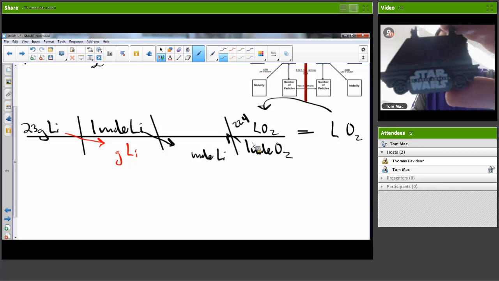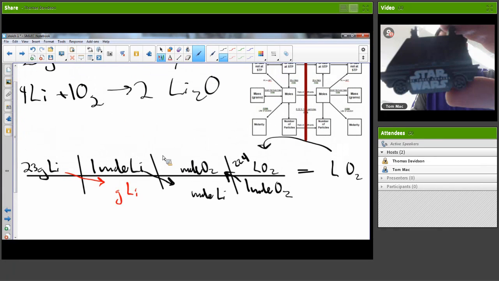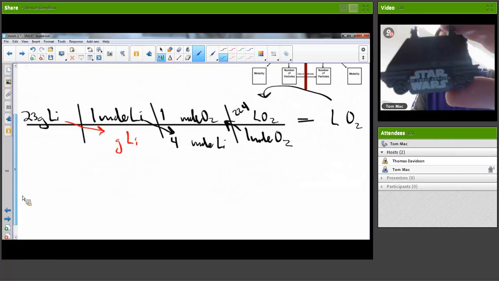So now what goes up there? Mole O2. Now I just look up. In front of O2 was a 1. In front of Li was a 4. And then what's in front of grams of Li? 7. Does everybody know where I got the 7 from? The 7's from the mass. It's 6.9 up there, but it's 7 we round to.